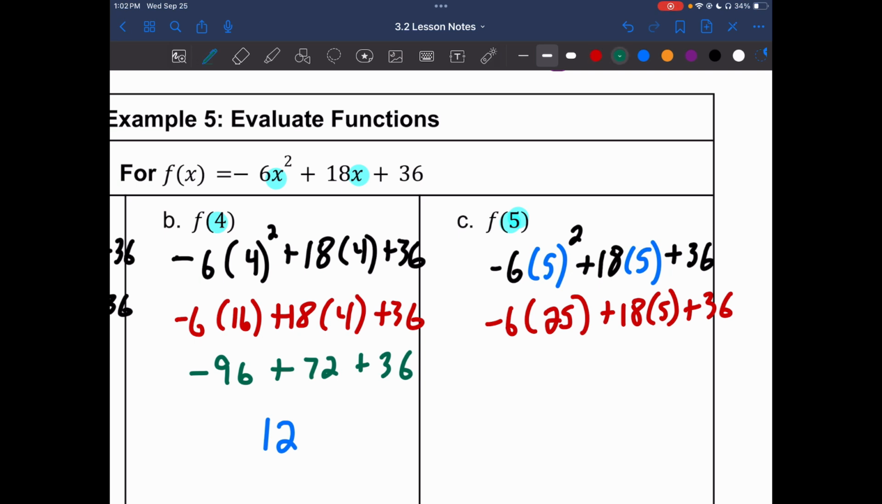My next step is to do my multiplication. Negative 6 times 25 is negative 150. 18 times 5 is 90. And we have plus 36. Last step, do my addition, and I get negative 24.